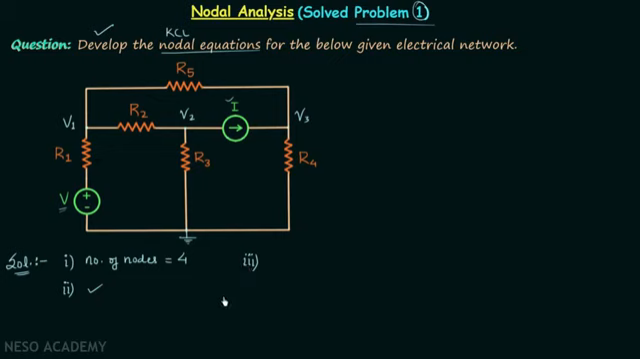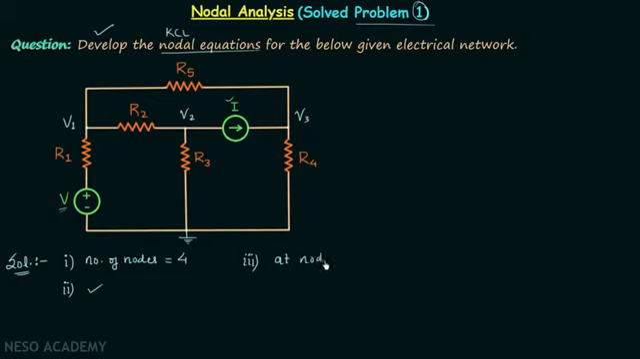Step number 4 is not required because in step number 4 we solve the KCL equations or the nodal equations, but here we only need to obtain or develop the nodal equations. So this step is our last step, and we know we develop the KCL equations for non-reference nodes, and here we have 1, 2 and 3 non-reference nodes. So let's begin with the first non-reference node, that is this one.